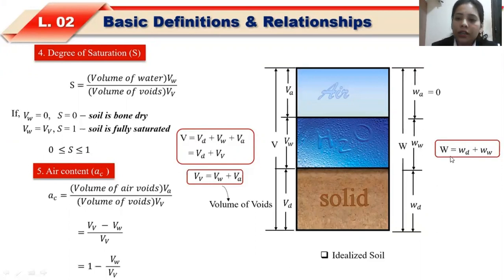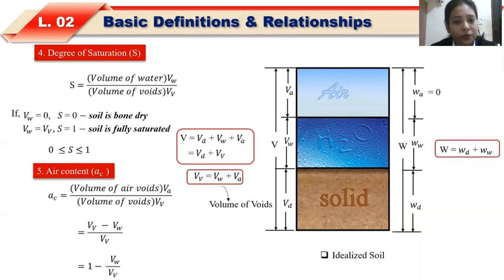Now, if we see what is the degree of saturation, then it is the ratio of volume of water to volume of void. Simply, we can say volume of water divided by volume of void. As we know, volume of water is denoted by VW and volume of void is denoted by VV. So the formula is S is equal to VW upon VV.